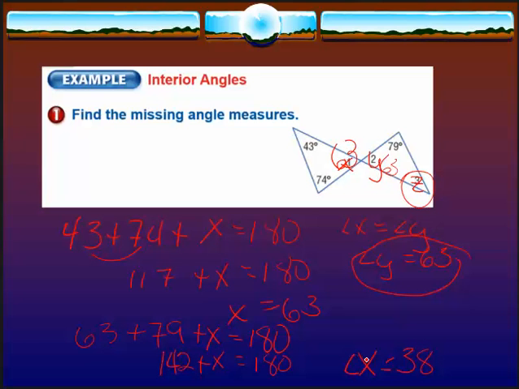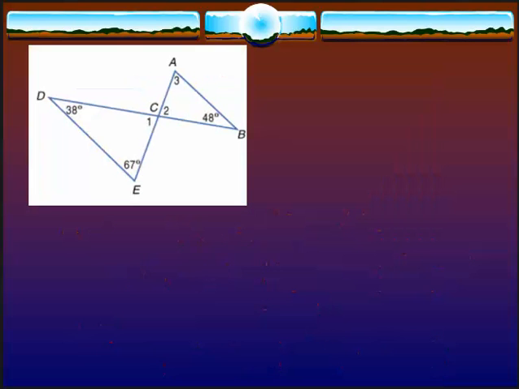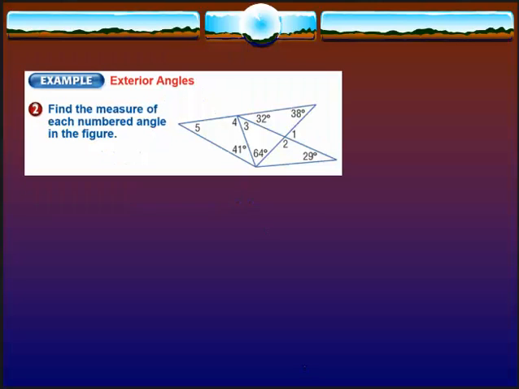Whoops, and that was actually Z. Not to confuse you, sorry about that. I'm just in the habit of calling my unknown X. So angle X is 63 degrees. Angle Y is also 63 degrees. And angle Z is 38. Okay? This would be done the exact same way, so I'm not going to spend time doing that. You can go back and try it yourself.